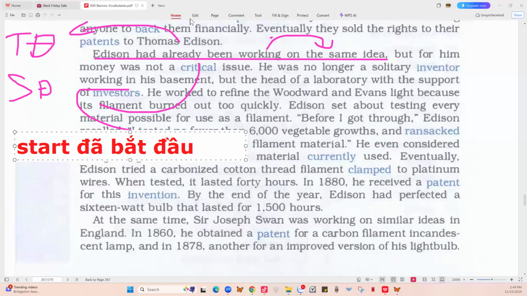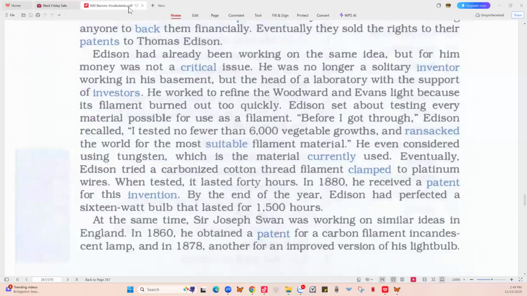Enter. So let's check back at this sentence. Edison, right? Edison had already been working on the same idea, but for him, money was not a critical issue. Show me or get the meaning of the sentence. Let's go. Edison had started working on the same idea, and he continued researching the light bulb. But continue. We don't say continue. Nó nhấn mạnh năm hai ấy. Continue. Let's go. English again, please.